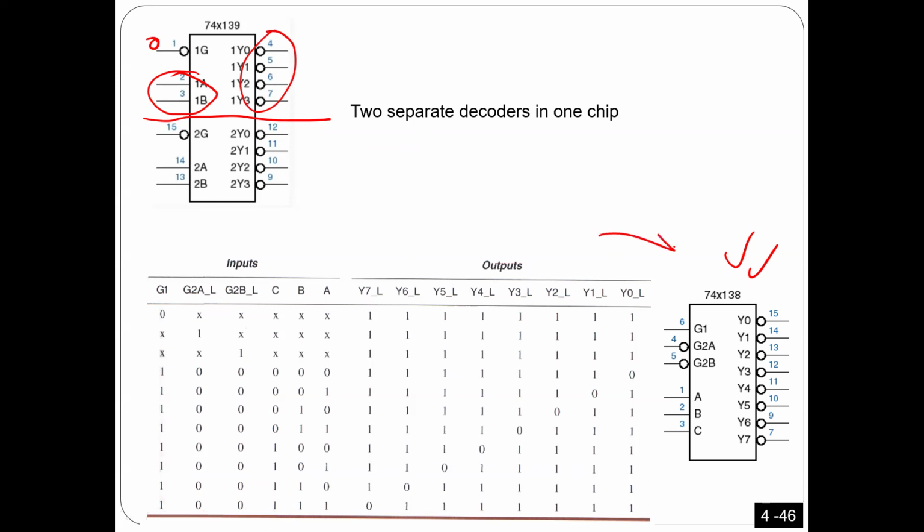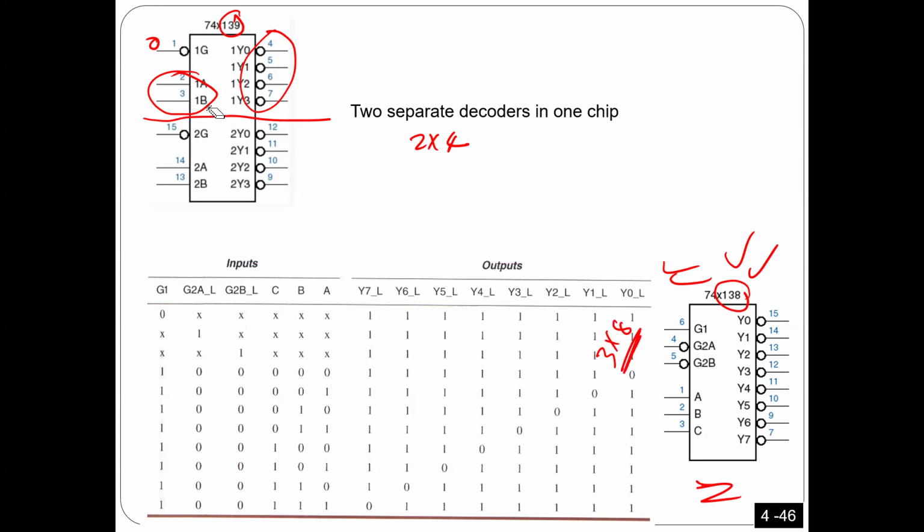This is a truth table for the other one. There's a small difference between these two, but let's talk about this one first. This is 139. This one is 130. That's what you are going to use in the coming lab. These are two separate 2 to 4 decoders. This one has only one decoder, which is 3 to 8.